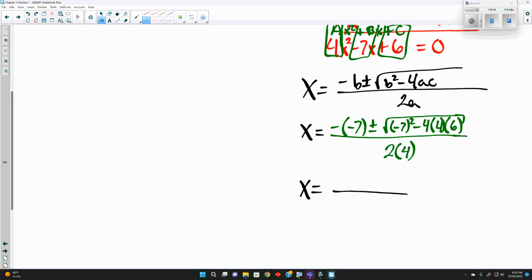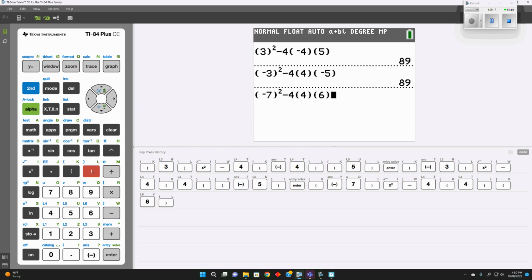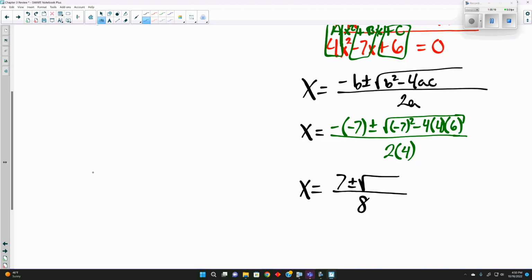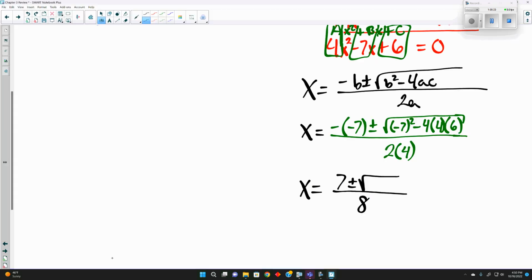And again, just like the one before, we're going to simplify this some. So negative 7 is just going to be 7. 2 times 4 is 8. Square root, we can type this in. So we have parentheses, negative 7 squared minus 4 times 6, I believe. And hit enter, and it gives us negative 47.